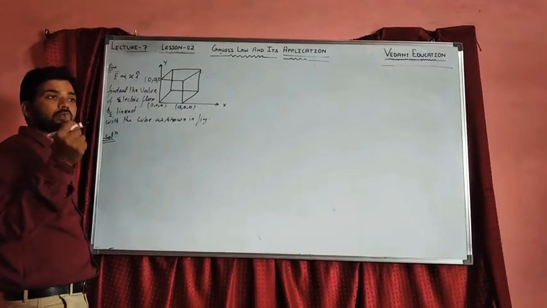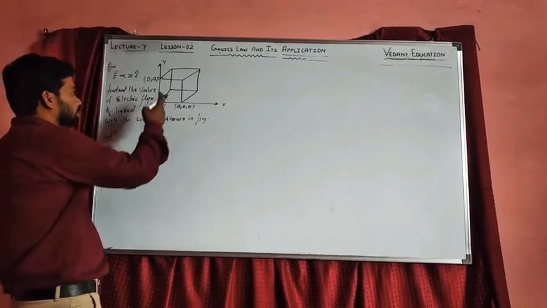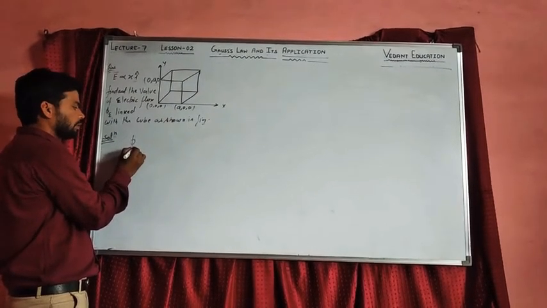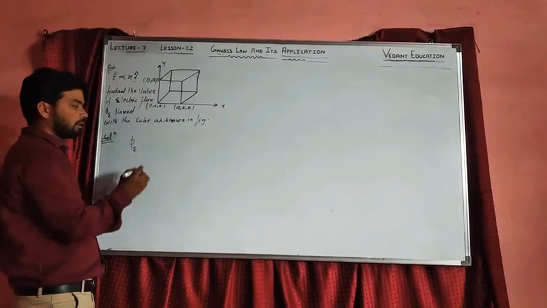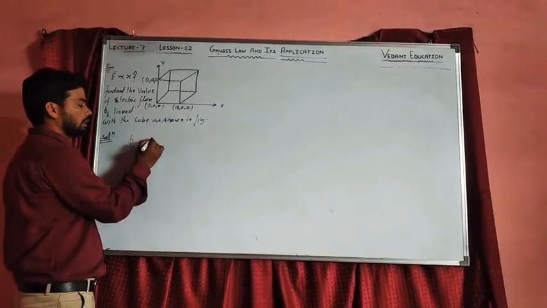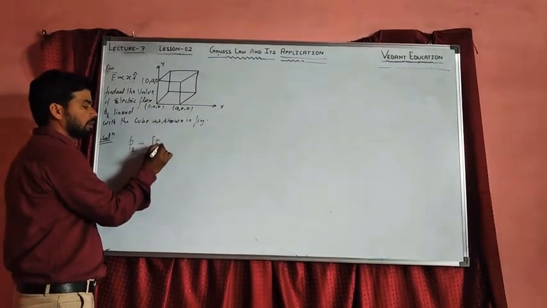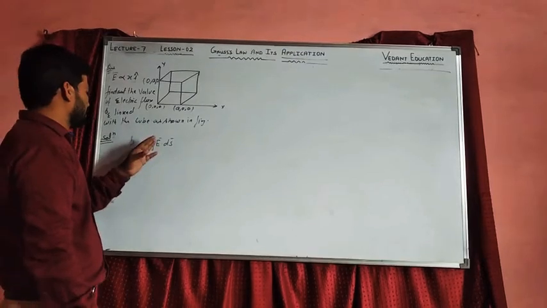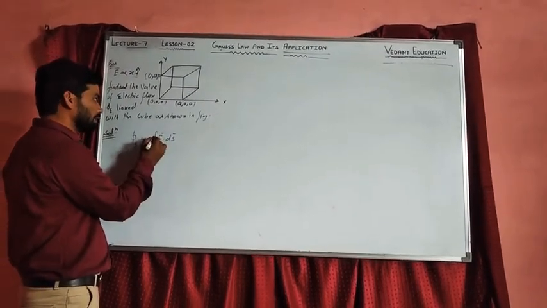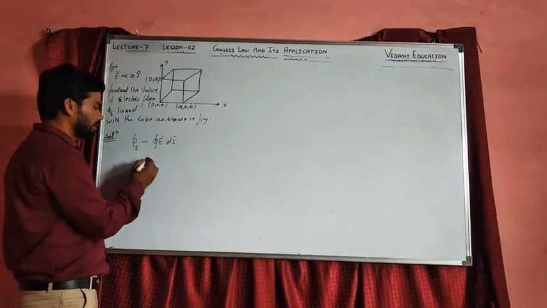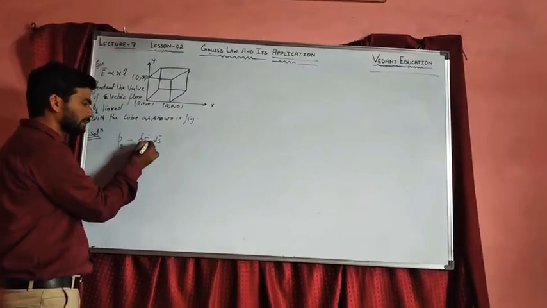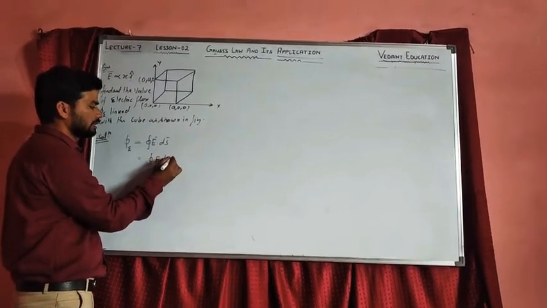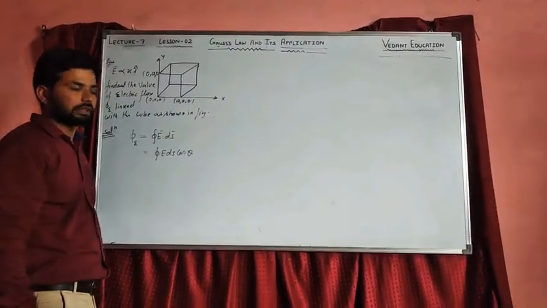Length of the side of the cube is A. So, if we go through the definition of electric flux, phi E equals the integral of E dot ds. This is a closed integral because the cube is closed. On integrating this, eliminating the dot sign, we get E ds cos theta.